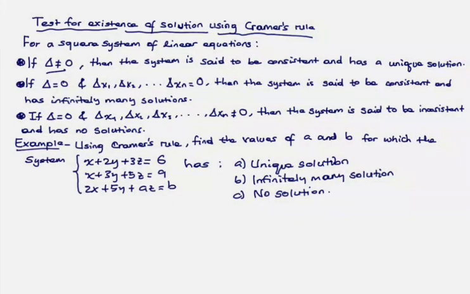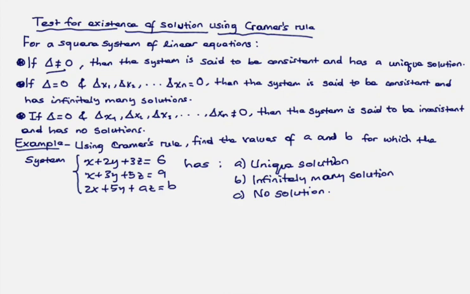ከዛ ዴልታ ደግሞ 0 ሲሆን ሁለት ኬዞች አሉ። የመጀመሪያው ዴልታ x ዴልታ y ዴልታ z እና ዴልታ x1 ዴልታ x2 0 ሲሆኑ ሶሉሽናችን በሙላ 0/0 የሚመጣ ከሆነ the system is said to be consistent, still consistent ነው የሚሆነው, ግን it has infinitely many solutions.